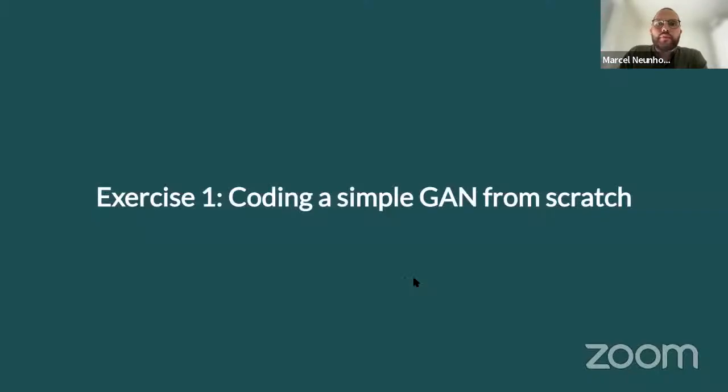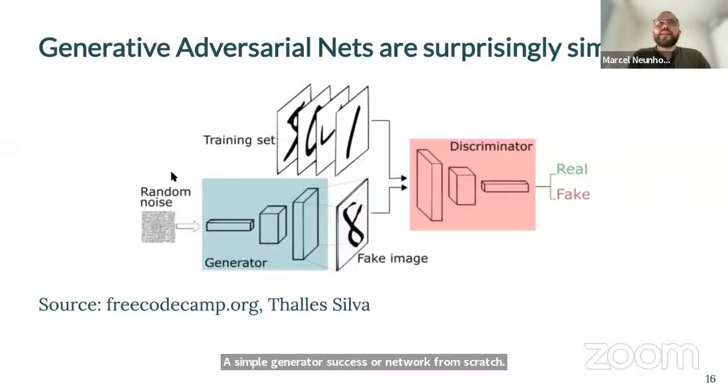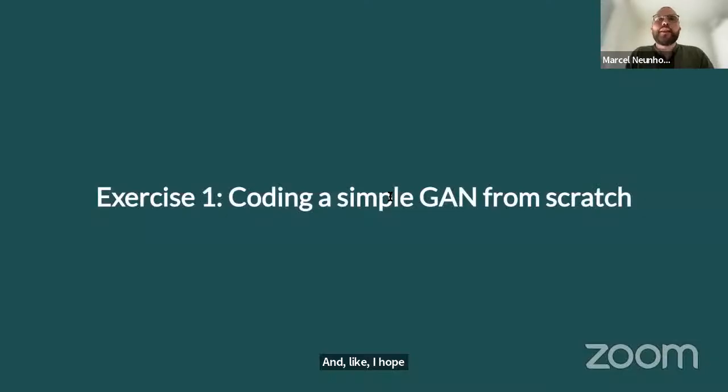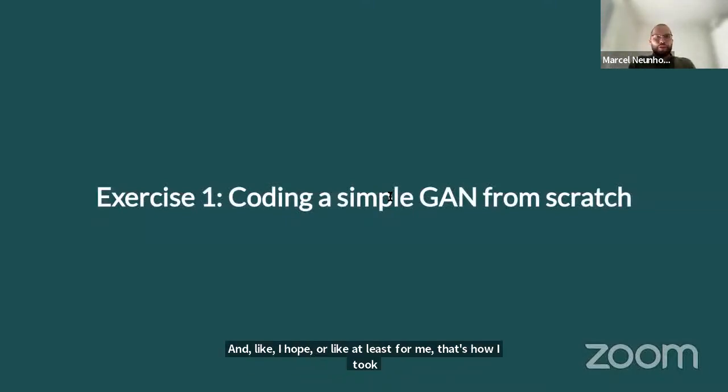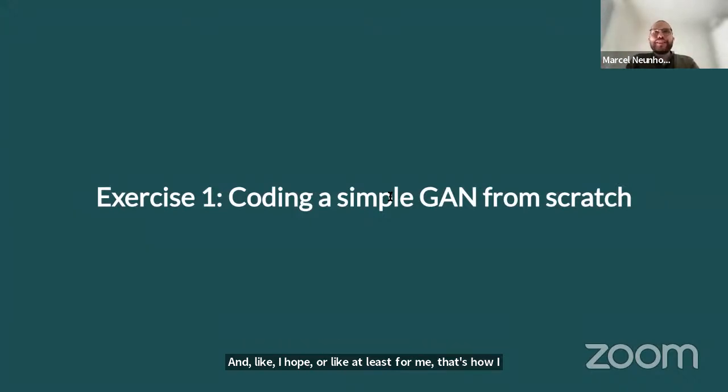If that's not the case, we can directly jump in and try to code, or we will code, a simple generative adversarial network from scratch. From scratch meaning we do all the steps that we can see here in this picture by hand, there's no wrapper function around it yet. And I hope, or at least for me, that's how I typically learn a lot, by actually going through code and thinking about how those abstract concepts translate into code.